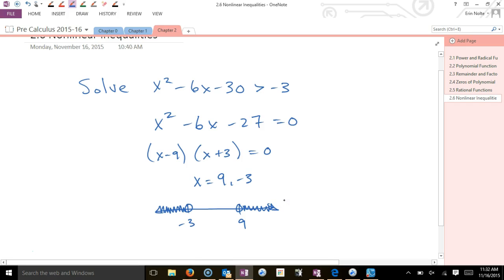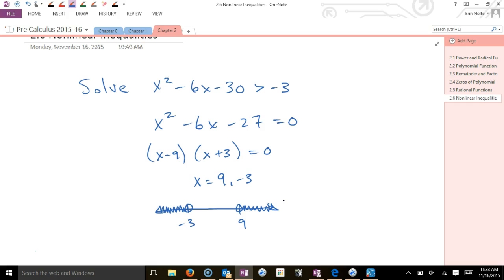Okay, so you're good? How do you know when to include it? By the inequality. So see how I have a greater than sign up there? If it's greater than or equal to, then I include it. Okay, so now I need to write my answer. I'm going to write my answer in interval notation.